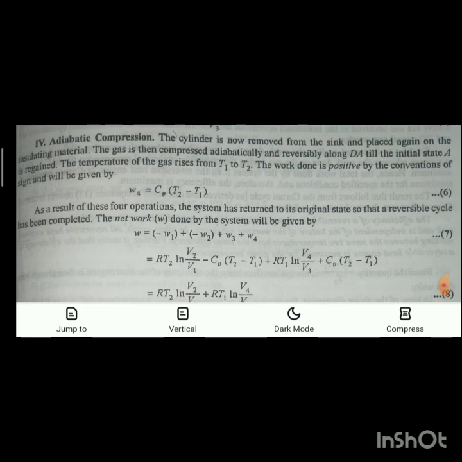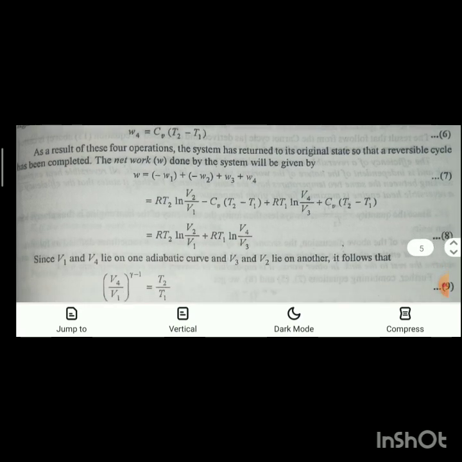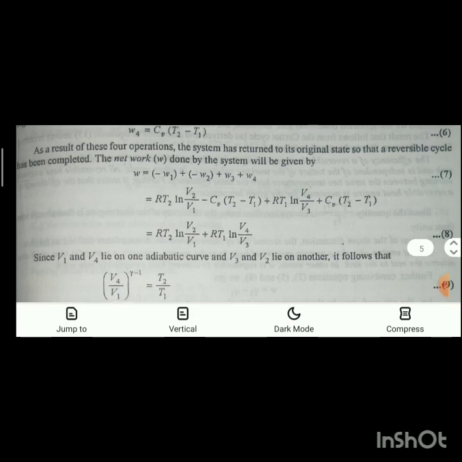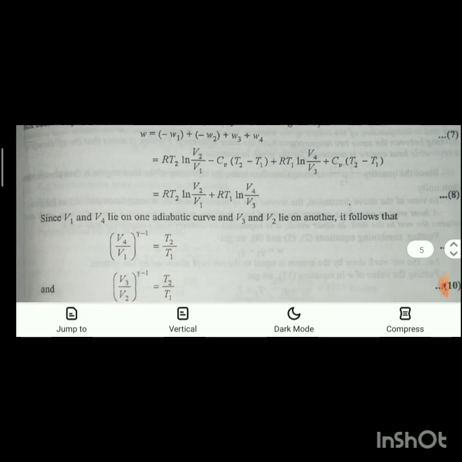As a result of these four operations, the system has returned to its original state, so that a reversible cycle has been completed. The net work W done by the system will be given by W equals minus W1 plus minus W2 plus W3 plus W4, which is equal to RT2 ln V2 by V1 minus CV (T2 minus T1) plus RT1 ln V4 by V3 plus CV (T2 minus T1), equals RT2 ln V2 by V1 plus RT1 ln V4 by V3.